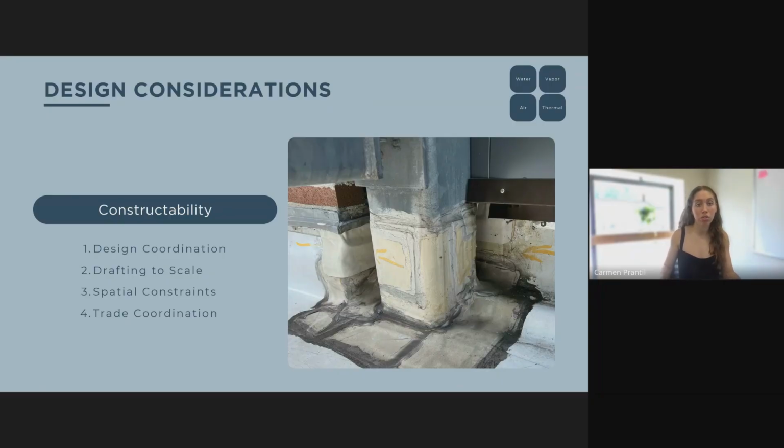So number one, constructability. There are days when I show up on site and I want to get this tattooed on me. You can tell me later if that's a bad idea. But what I mean by constructability really starts with design coordination.